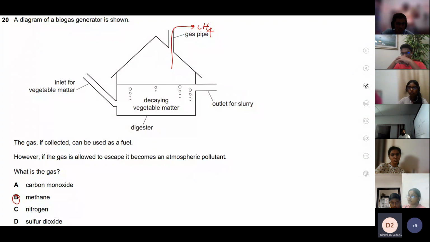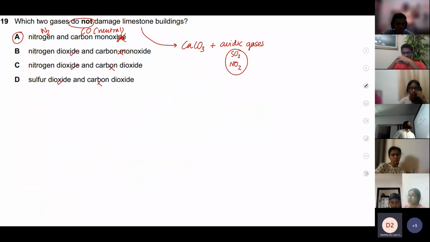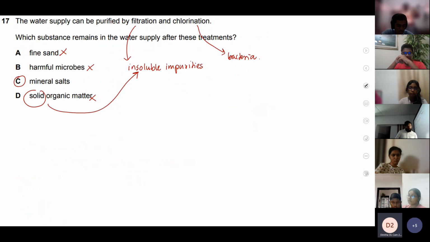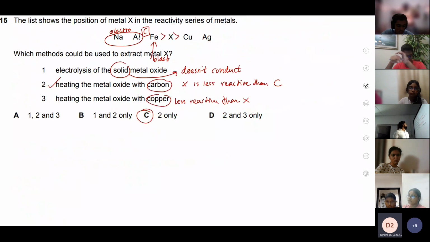You said 18 is wrong, right? 18 is wrong. 18, the answer is A. 15, 2 only. In the metal oxide with copper it is impossible.